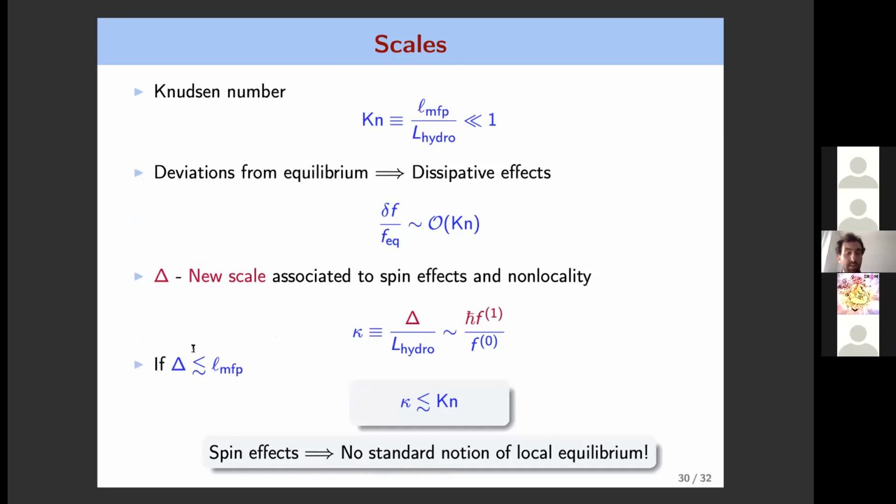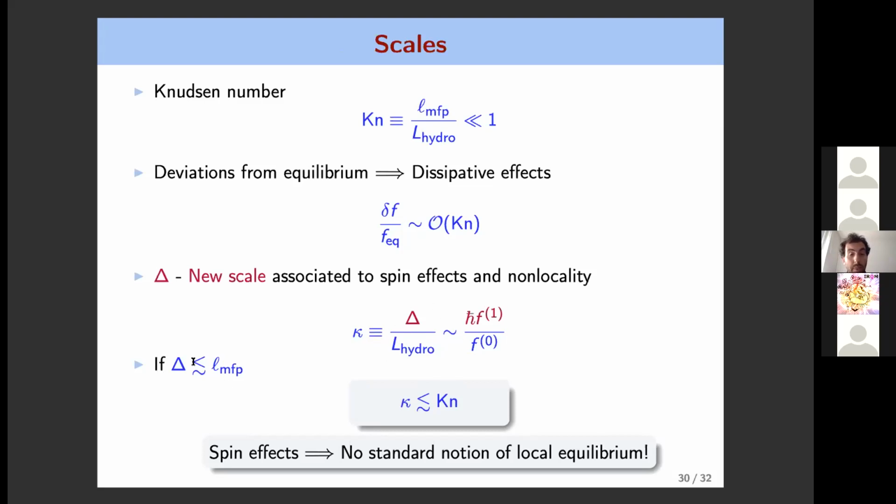So the thing is that in our framework, the spin effects, including the non-locality, are treated as H-bar order. This is what we do when we perform the H-bar expansion. This means that we introduce a new scale associated to this. When we compare this microscopic scale to a macroscopic scale to discuss hydrodynamics, this kappa here is a new sort of Knudsen number, with delta being this new spin scale, compared to the hydro scale. This is where the quantum correction should go.